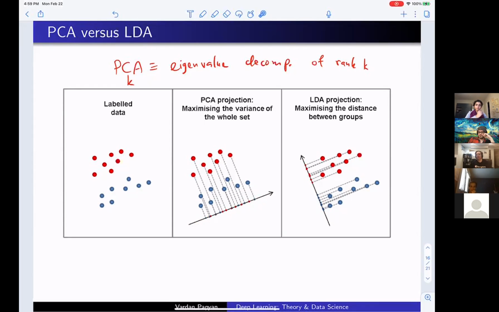I feel like my choice of discussing PCA was very poor. I assumed you guys knew what PCA was. Are these two directions for PCA and LDA orthogonal? They are in fact not. No, they're not orthogonal.